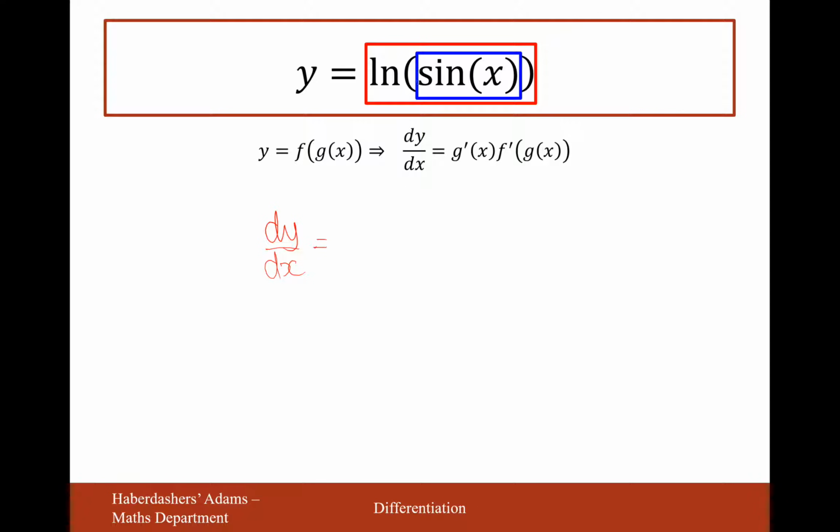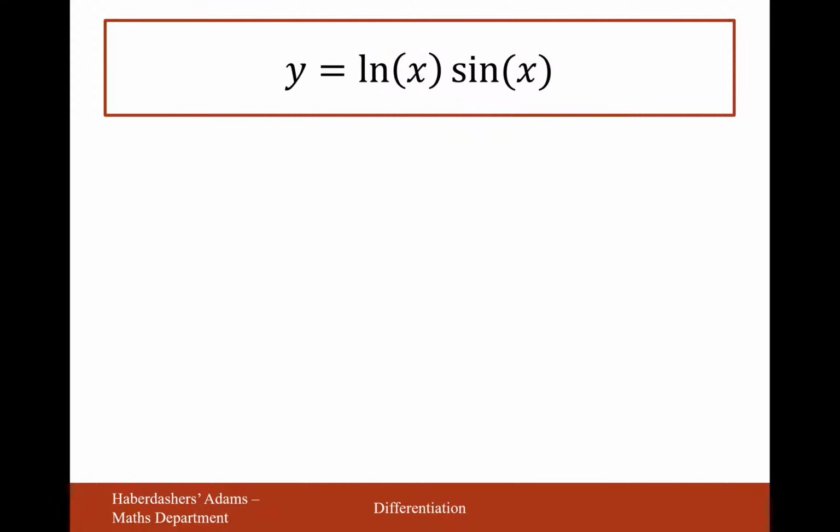Differentiate the inside first, it's always inside then outside. Inside is the sine x function which differentiates to cos of x. And then the outside function which is ln of x, so that's 1 over x. But it's 1 over the g function, which is sine x. So in this case, the answer here is cot of x, because cos over sine is cot. Okay, so there we are, that's the answer to that question.